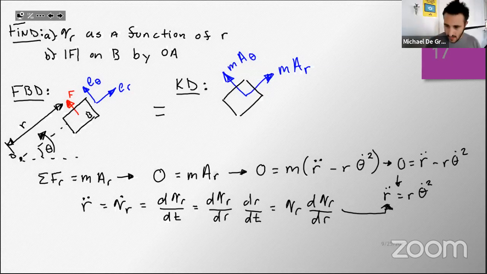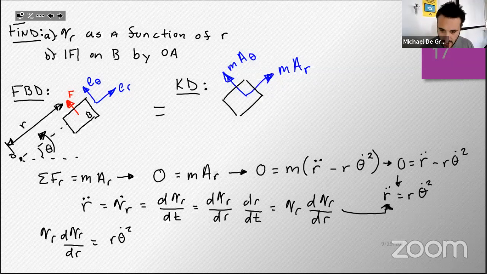Okay. So I end up with VR dVr dr is equal to R theta dot squared, right? But I'm going to multiply through by this, and I'm going to take the integral.